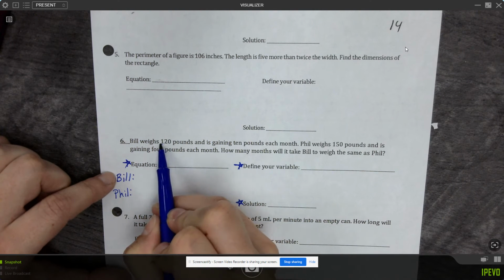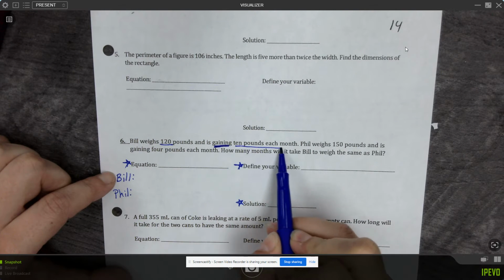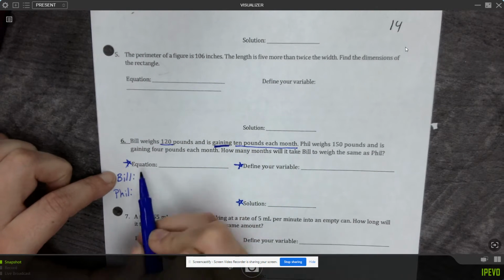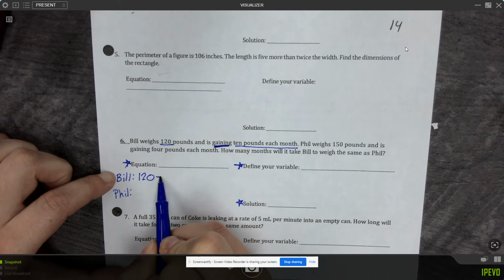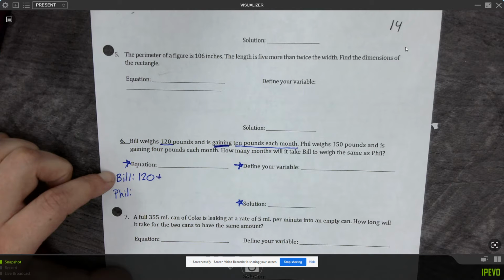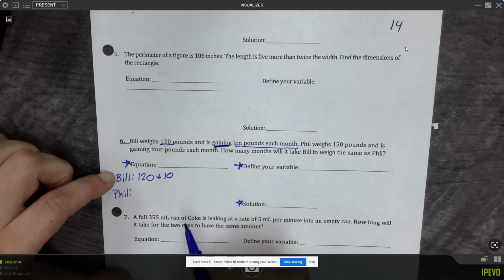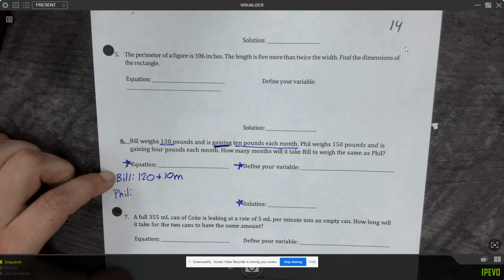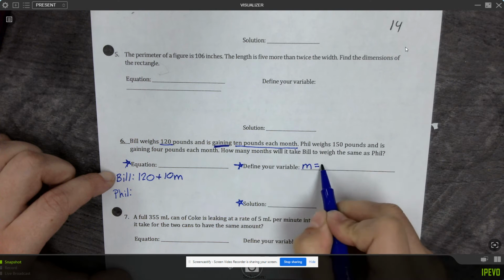So Bill weighs 120 and is gaining 10 pounds each month. So if he weighs 120 and he is gaining, then that means he is adding weight, and he is adding 10 pounds every month. I'm going to use the letter M. So I have to define my variable. Since I'm using the letter M, I can go ahead and do that now. M is going to stand for my months.